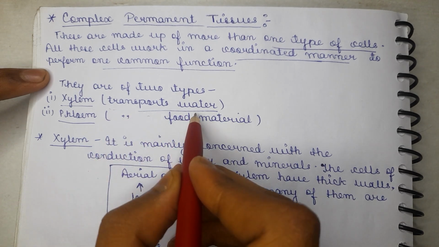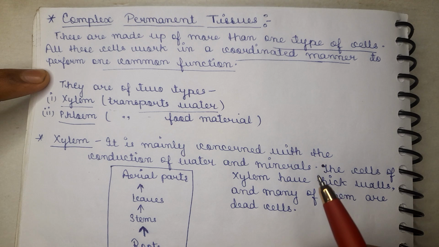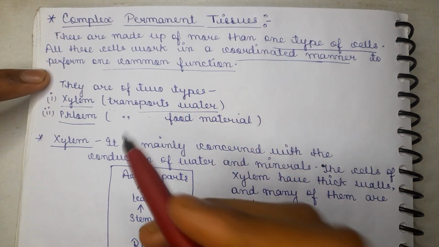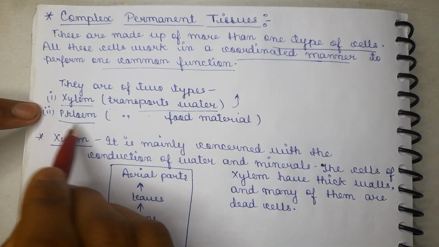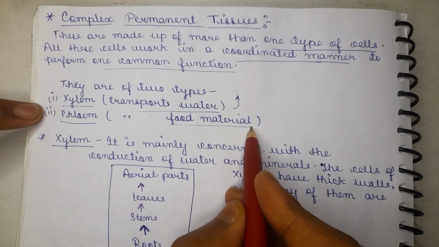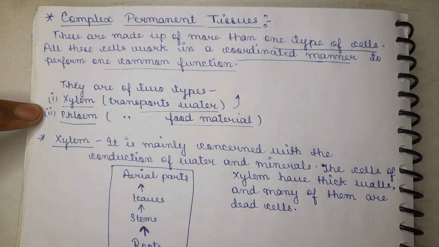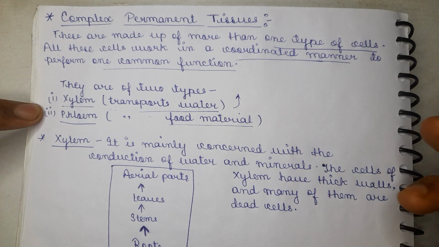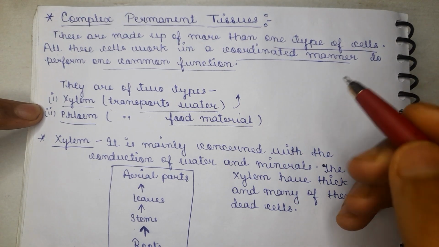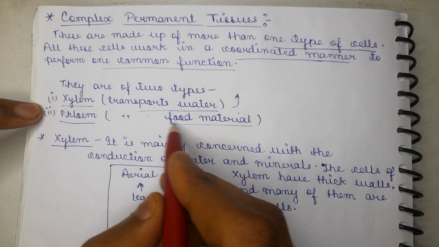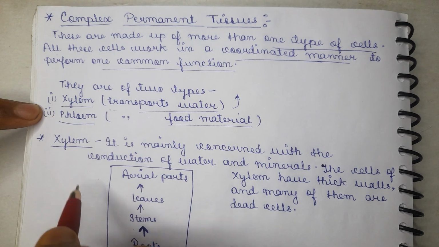That means they only transport water from absorption through the roots to the aerial part of the plant. Only the phloem tissues help in food material delivery. That means they only transport food materials to different parts of the plant. If the leaf makes food with the help of photosynthesis, from the leaves to the other parts of the plant, they use the phloem tissue to transport these food materials. In this video we are going to study the xylem tissue.